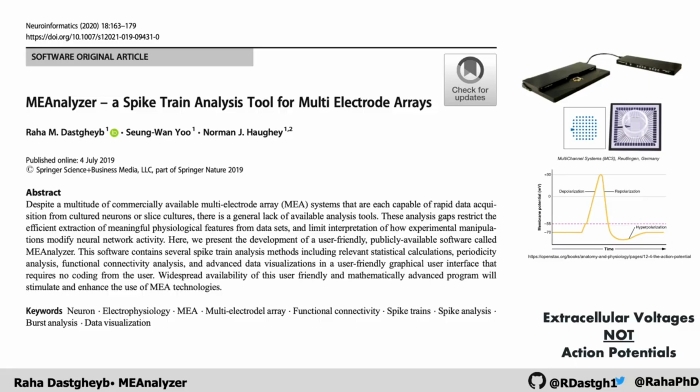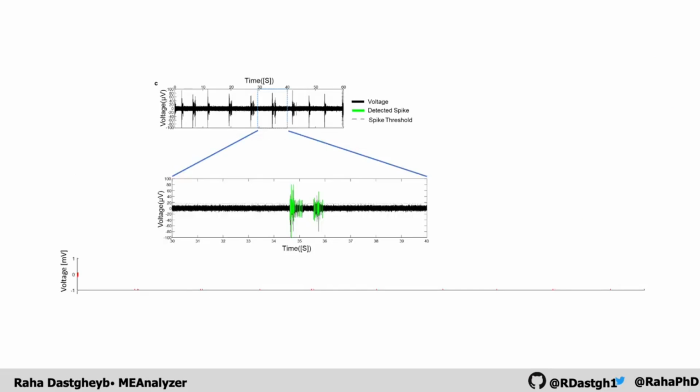So before we go through the software, we'll go through some basic explanations. The first being that the measurements made by these devices are extracellular voltages and not action potentials. So just like any other experimental paradigm, you need to know what assumptions you're making so you can know what your potential sources of error are. MEAnalyzer analyzes spike trains, not voltages.